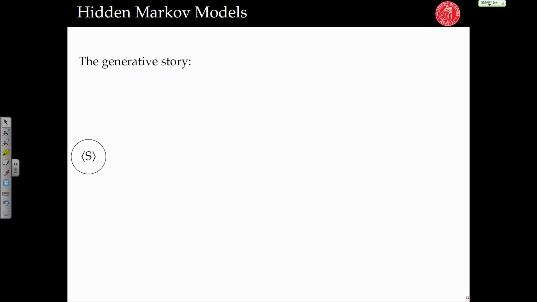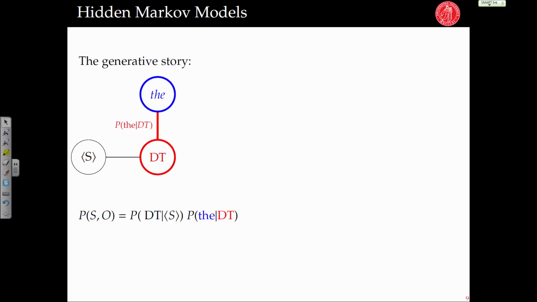So if we go back to this generative story that we introduced last time, but now use it with hidden Markov models, we have the start of the sentence symbol. It's a pseudo state, from now on we'll call it. And we are asking what's the most likely part of speech to start an English sentence. Let's assume it's a determiner. This is like what we have done before. You can think of this as an n-gram model that is working with part of speech tags instead of words.